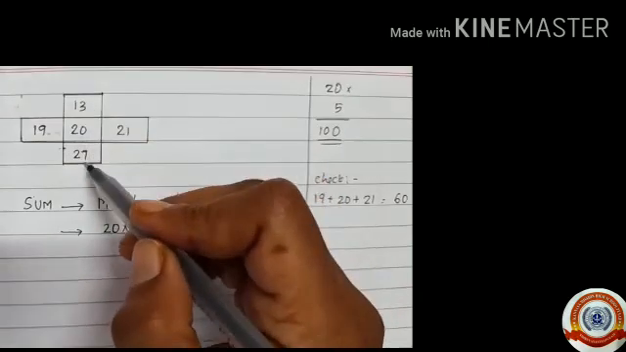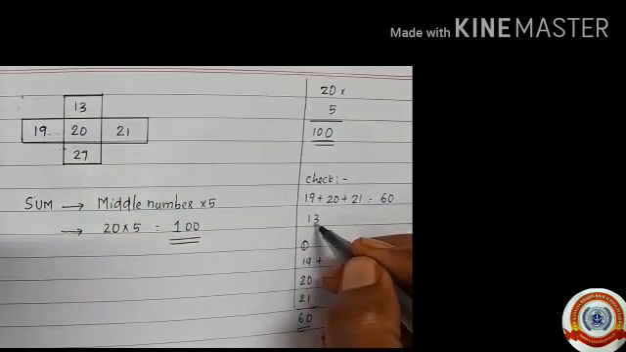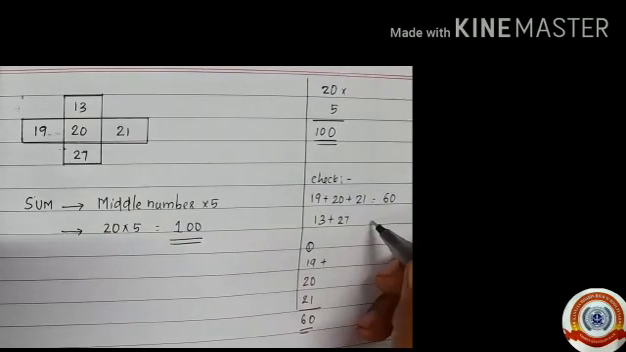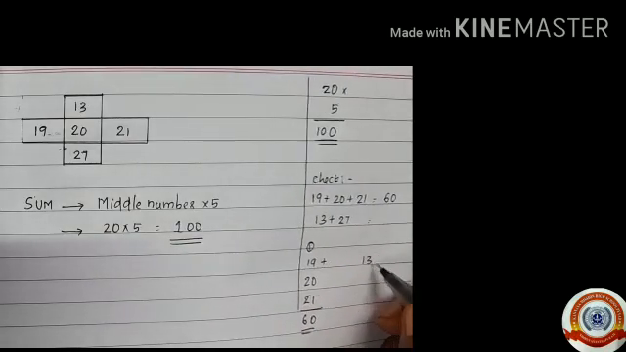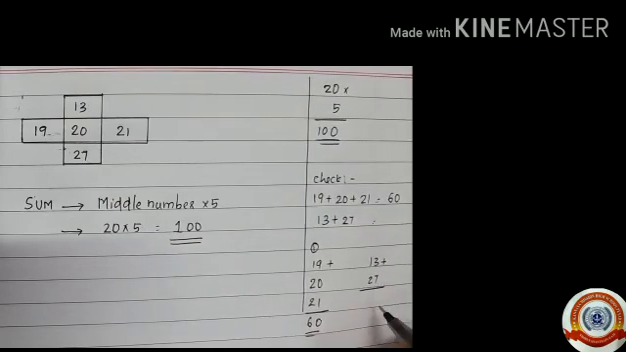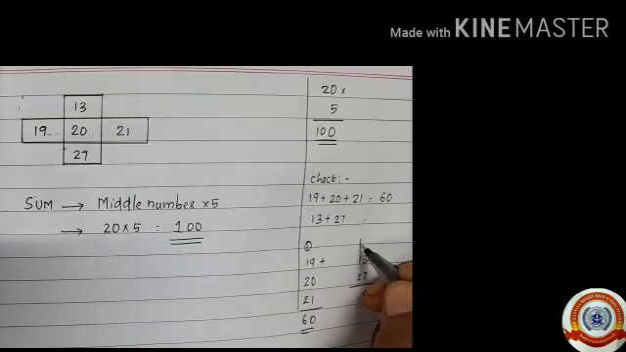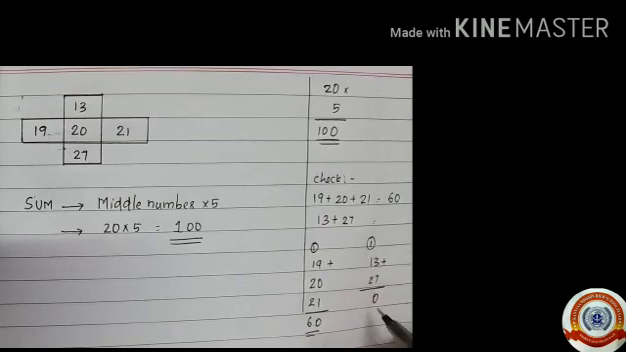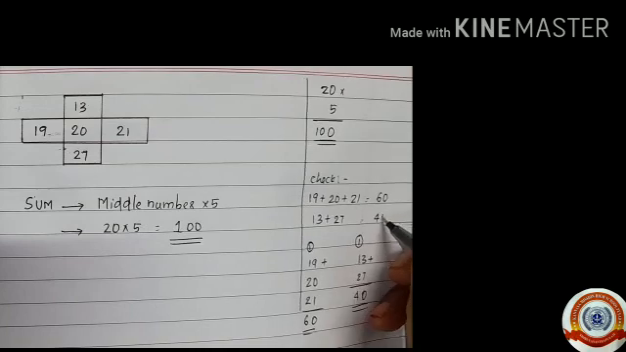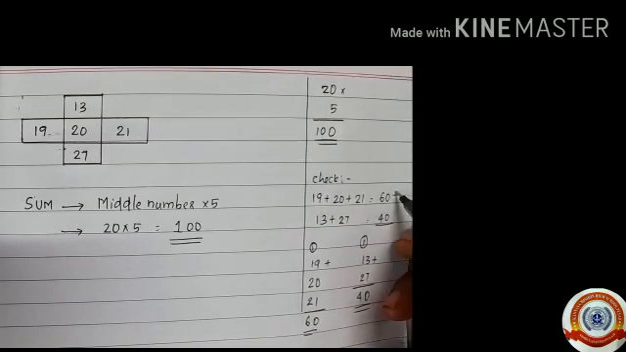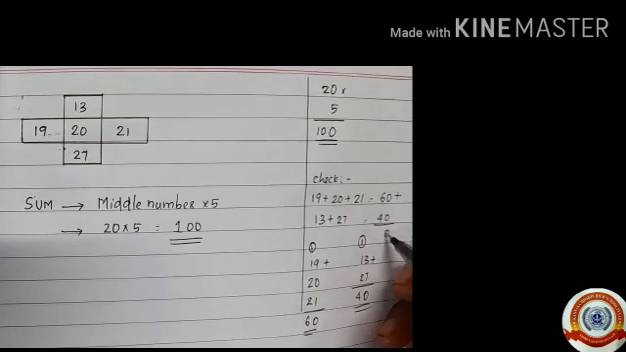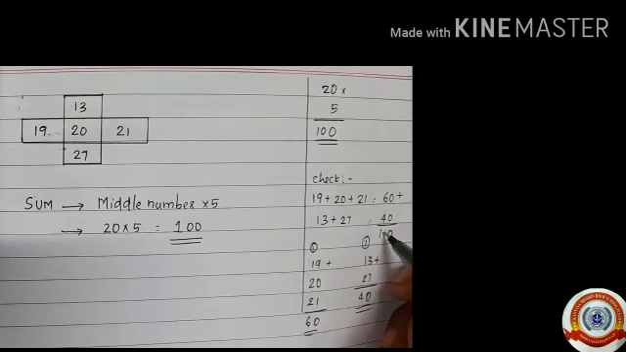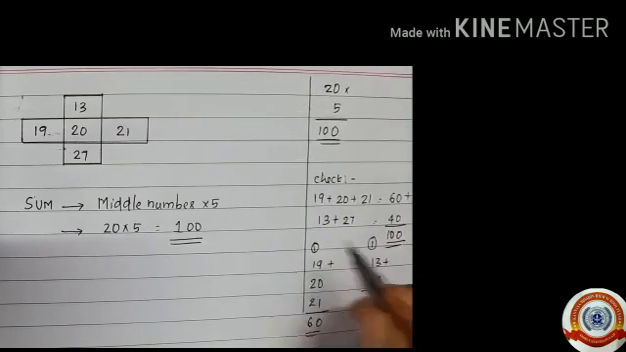That is 13 and 27. 13 plus 27. 7 plus 3, 10. 0, 1 carried over. 2 plus 1, 3, plus 1, 4. 40. Then let's add these two numbers. 0 plus 0, 0. 6 plus 4, 10. We get the same answer.